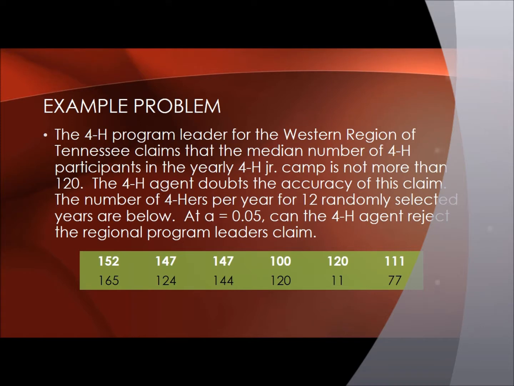The 4-H program leader for the Western region of Tennessee claims that the median number of 4-H participants in the yearly 4-H junior camp is not more than 120. The 4-H agent doubts the accuracy of this claim. The number of 4-Hers per year for 12 randomly selected years are below. At an alpha equaling 0.05, can the 4-H agent reject the regional program leader's claim?